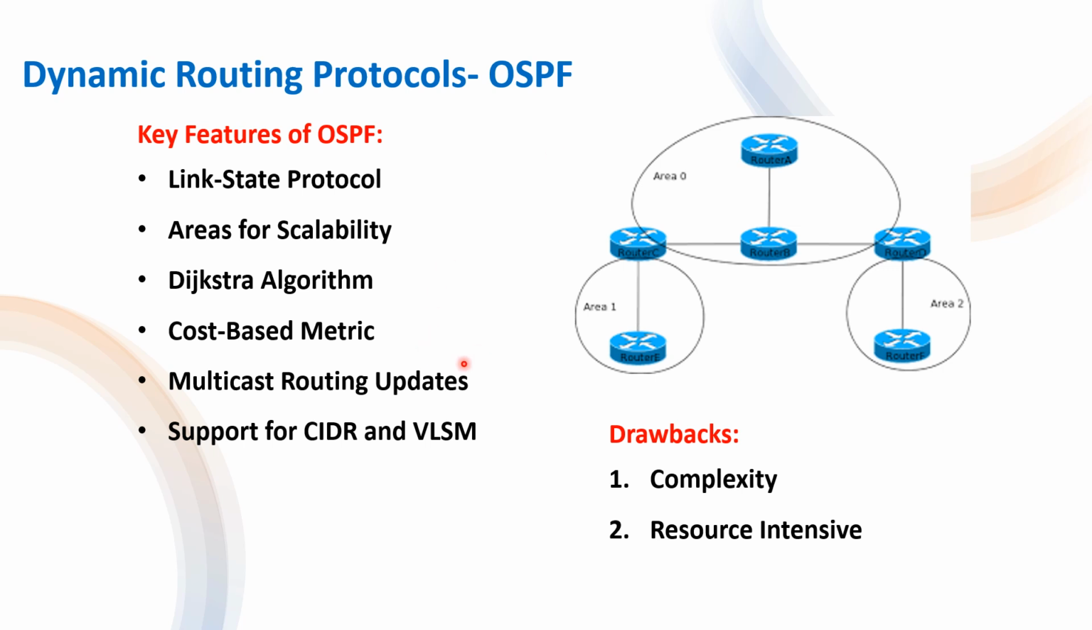OSPF sends multicast updates to all OSPF routers, reducing unnecessary traffic compared to broadcasting. Support for CIDR and VLSM: OSPF supports classless interdomain routing and variable length subnet masking, allowing more efficient IP address allocation and subnetting. Some of the drawbacks of OSPF are complexity. OSPF is more complex to configure and manage compared to simpler protocols like RIP.